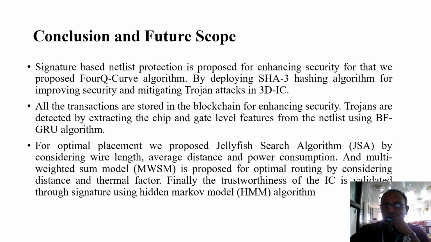Based on this, we can say that the algorithm which we proposed will provide enhanced security. By deploying the SHA-3 hashing algorithm, the security can be improved, mitigating the Trojan attacks in 3D IC. All transactions are stored in blockchain, so encryption can be properly enhanced. At the same time, optimal placement we can ensure with the jellyfish search algorithm, as well as the multi-weighted sum model, which will be used for optimal routing. And finally, the trustworthiness of the IC is validated through signature using the hidden Markov model. We call it the HMM algorithm.